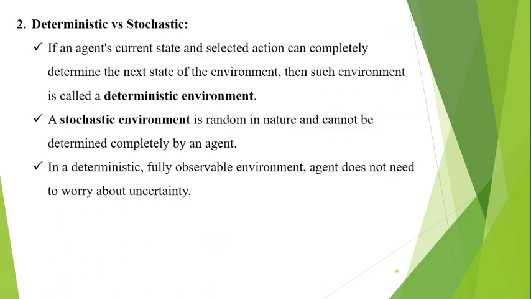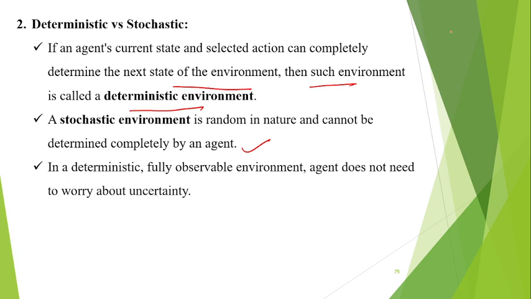That was the first part. Now the second part is deterministic and stochastic. If the agent's current state and selected action completely determine the next state of the environment, then such an environment is called a deterministic environment. In a stochastic environment, the behavior is random in nature and cannot be determined completely by the agent. In a deterministic environment, the current state and the previous state determine what the next step is going to be.